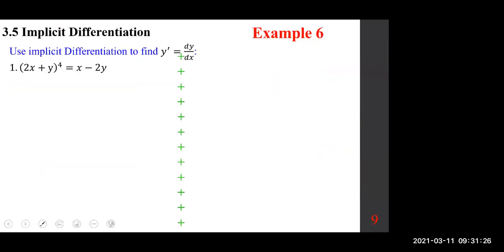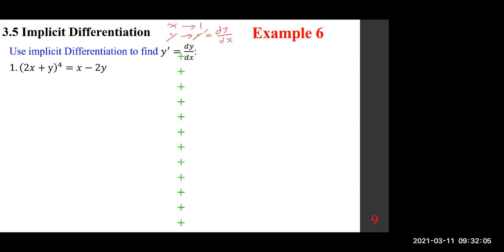Implicit differentiation. We want to use implicit differentiation to find y prime or dy dx. In short, implicit differentiation is used when x and y are on the same side and we don't want to solve for y, or we cannot solve for y. That's the idea. And so it is important to know when you do the differentiation, if x is the independent variable, the derivative of x is 1, and the derivative of y is y prime or dy dx. That's the meaning of it.